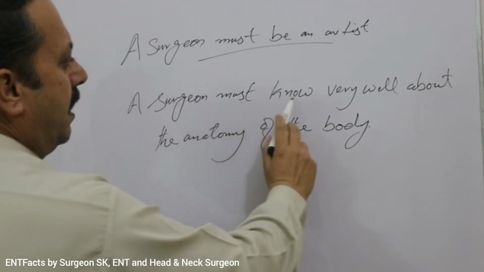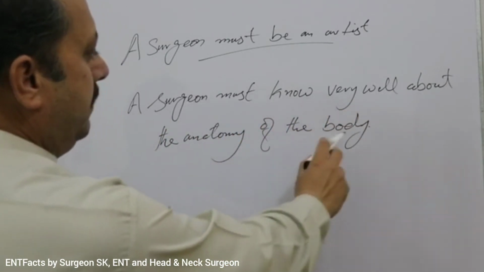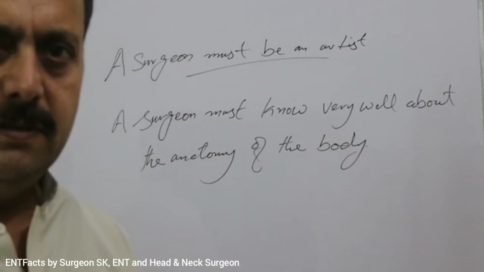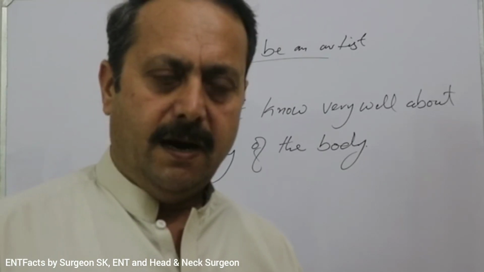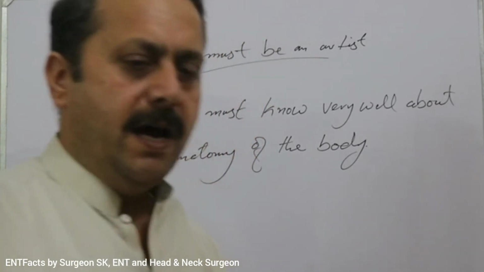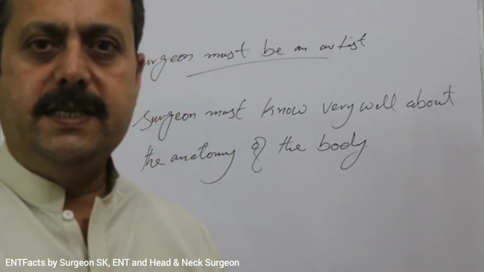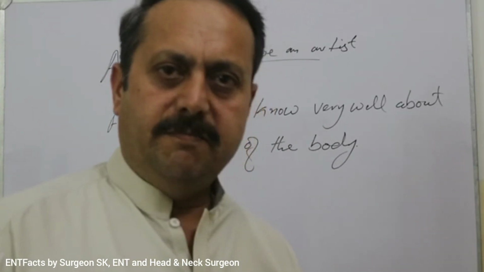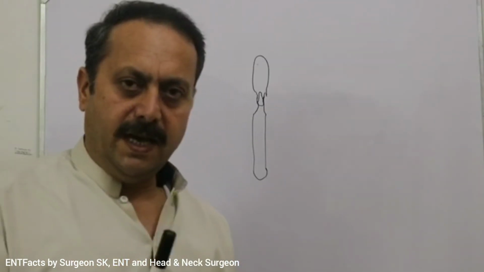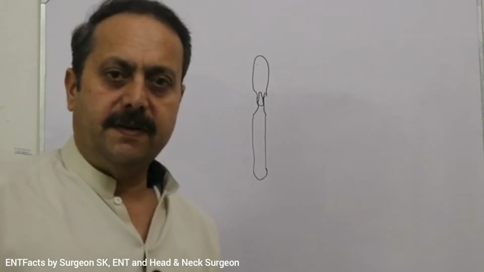A surgeon must know very well about the anatomy of the human body. Until a surgeon is able to know the basic anatomy of the area on which he is doing surgery, he will not be able to perform the surgery perfectly. Rather, he may cause many injuries to the normal structures while removing the diseased structures. In my opinion, a surgeon is a soldier with a weapon in the form of a scalpel in his hand, with a small knife removing the diseased part from the human body.